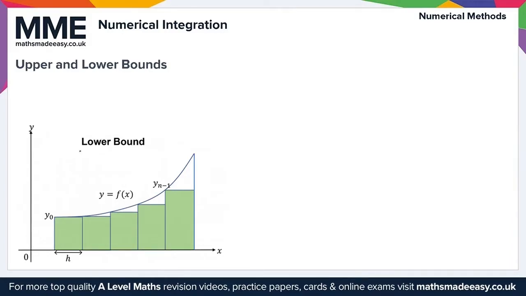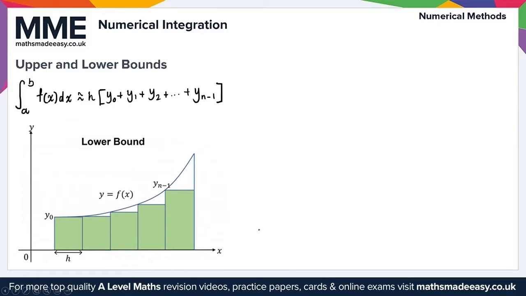Okay, and the formula here is the integral from a to b of f of x with respect to x, and this is approximately h times y0 plus y1 plus y2, and this is all the way up then to yn minus 1.